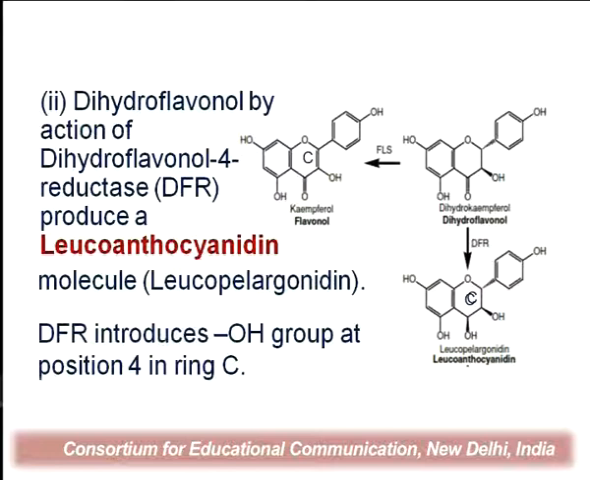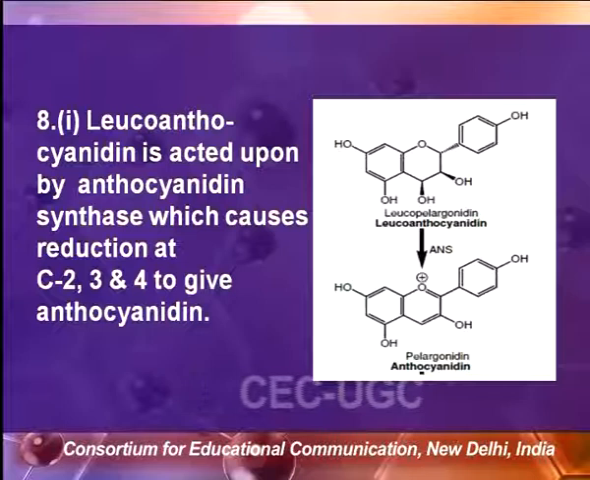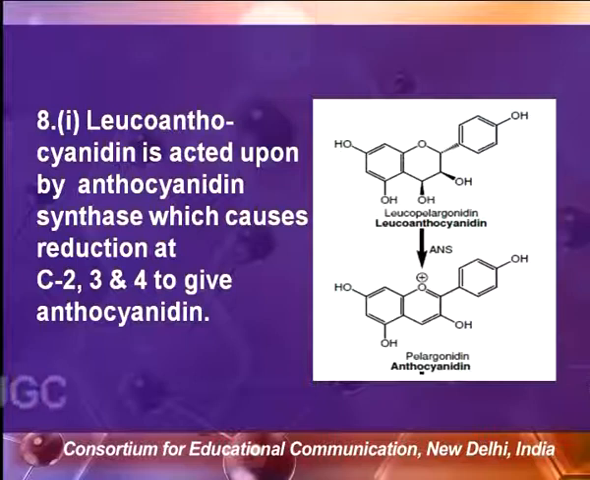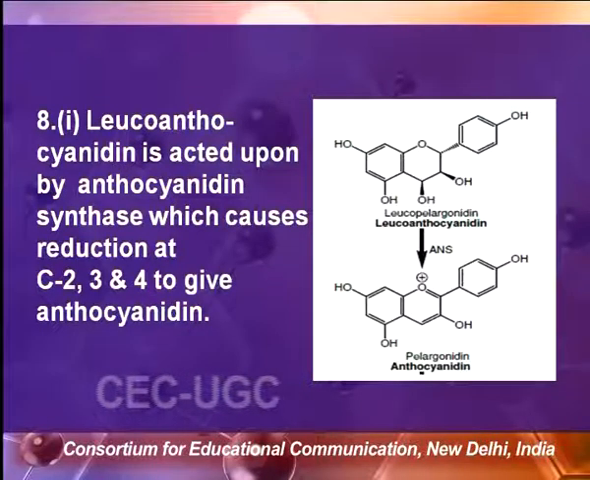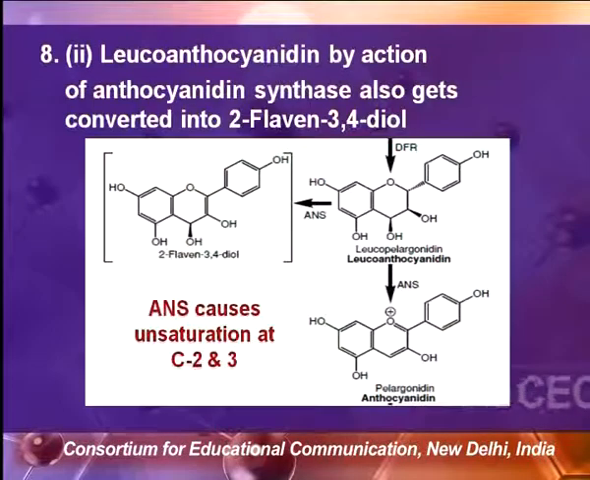You can clearly see in the slide, the dihydroflavonol molecule has a ketonic group at position 4 in ring C, and by the action of DFR, it gets a hydroxyl group at position 4 in place of the ketonic group, and we get a leucoanthocyanidin structure. Now leucoanthocyanidin is again acted upon by anthocyanidin synthase, which leads to the unsaturation at carbon 2, 3 and 4 in the structure, and it gives rise to the anthocyanidin molecule, which is pelargonidin.